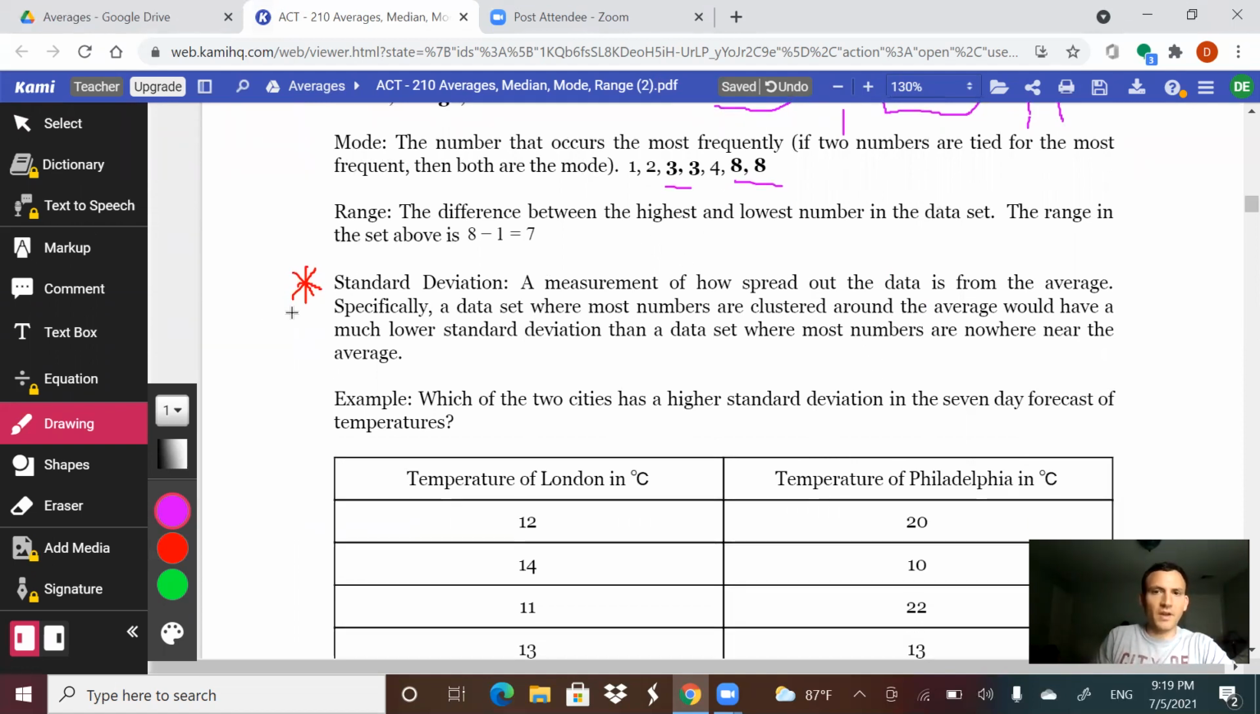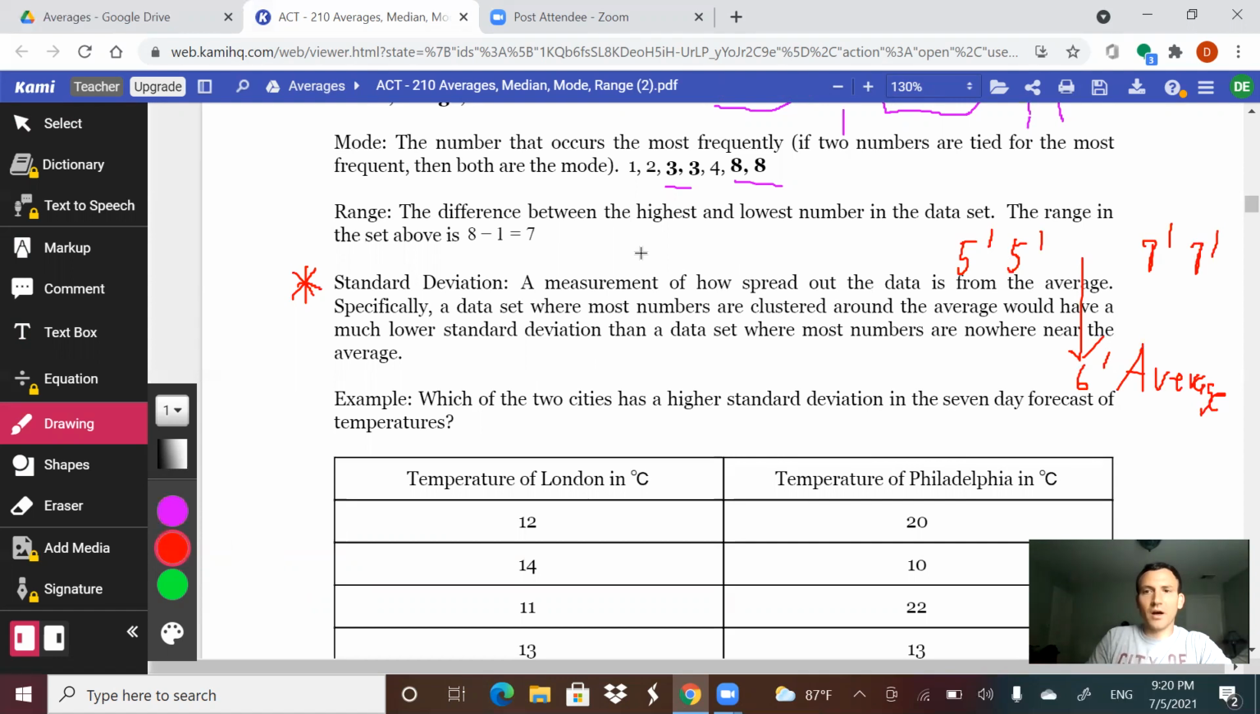Let's talk standard deviation though. You do not need to know how to calculate it. What standard deviation is in a nutshell is how spread out your data is from the average. A perfect example that I like to give is if I have a bunch of horse jockeys, so let's say I have 2 horse jockeys that are 5 feet tall, and I have 2 basketball players that are 7 feet tall, the average height is going to be 6 feet. No one's near 6 feet, but that's going to be the average.